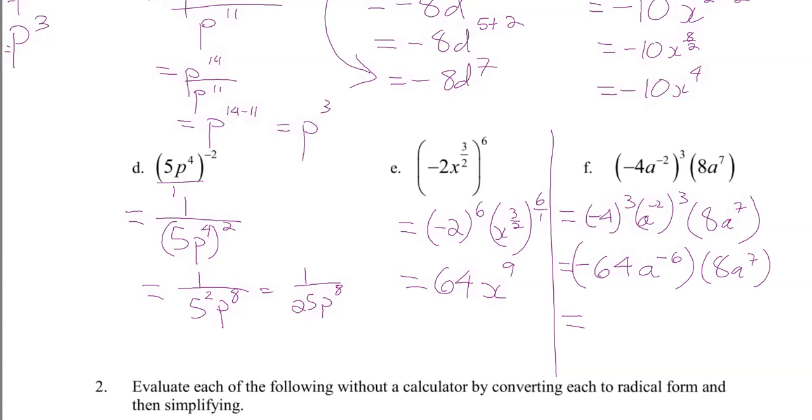So I have negative, see, now there's no more exponent on this. So since the exponent's gone, I can just do the multiply. So I have negative 64 times 8, which is negative 512. And I've got a negative 6 plus 7, which is 1. So it's negative 512a. Very Canadian answer. Negative 512a.